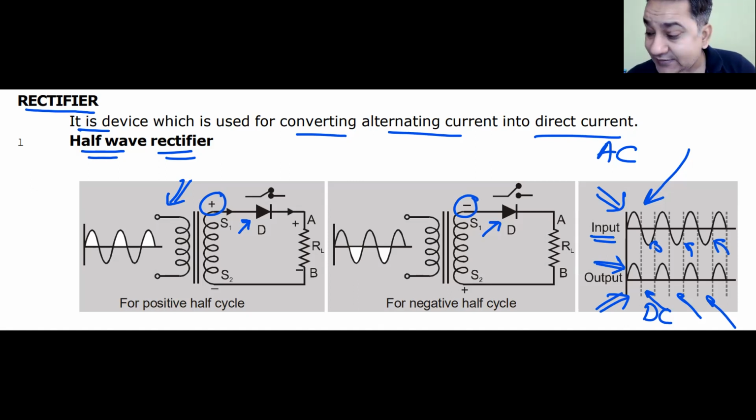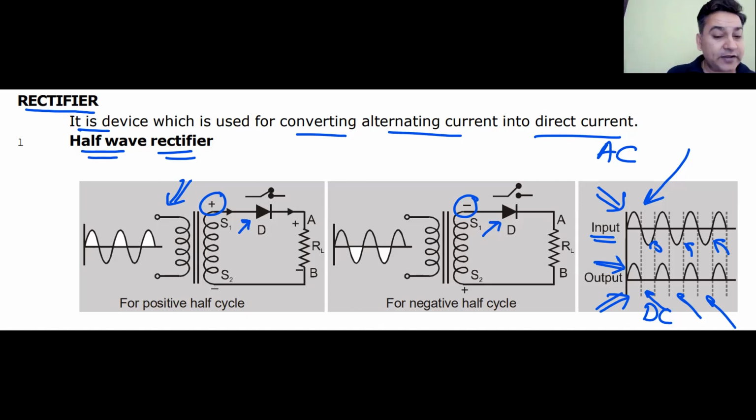And remember that this is a half wave rectifier, because when the question comes, it will be either based on a half wave rectifier or it will be based on a full wave rectifier. And here is how a full wave rectifier looks like. In a half wave rectifier, you only needed one diode. One diode was doing the job.